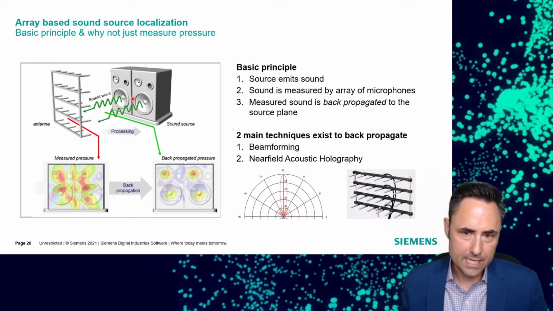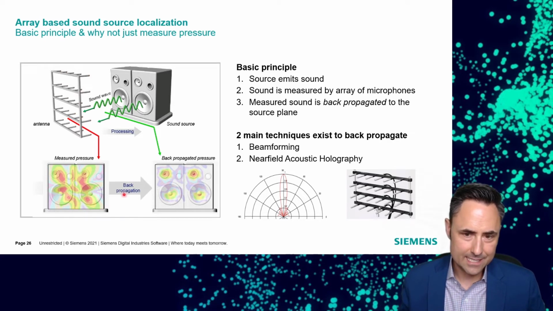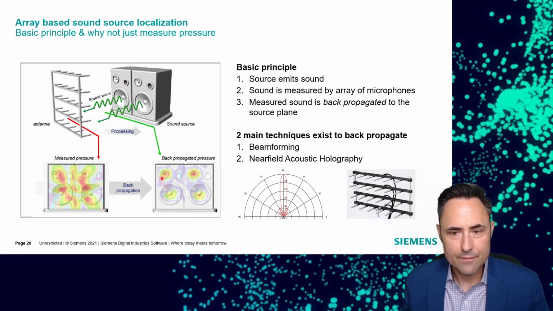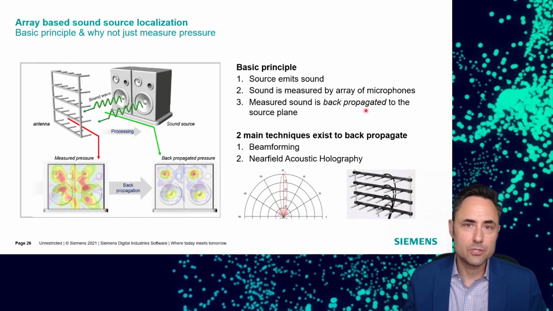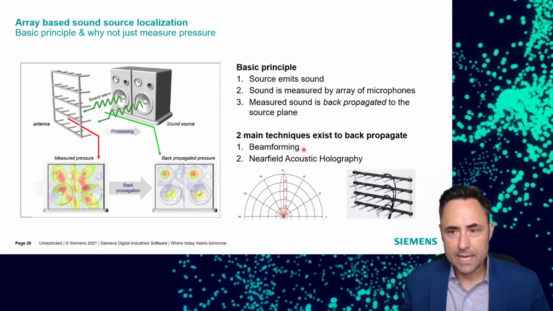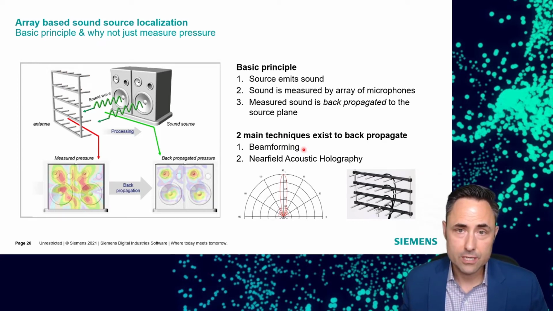And so the sound waves leave the sound source, hit our microphone array, and we do some back propagation or some processing to figure out where on our sound source the sound must have emanated from in order to arrive at our microphones in the way and order that it does. Okay. So there's this back propagation. We use a couple different algorithms for this calculation. Main techniques are known as beamforming and near-field acoustic holography. We're going to show you some examples of both of those today.